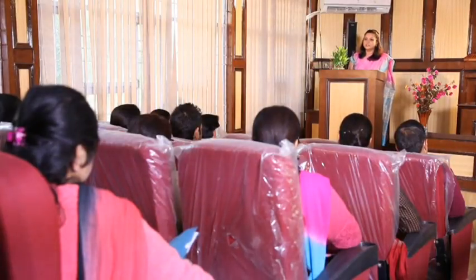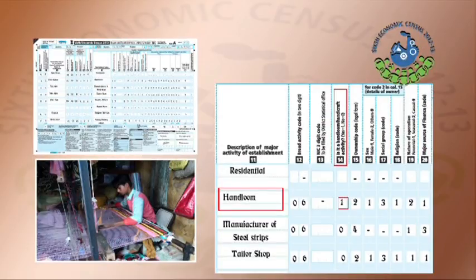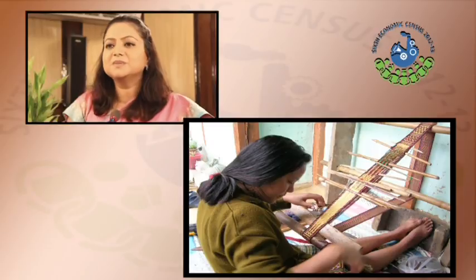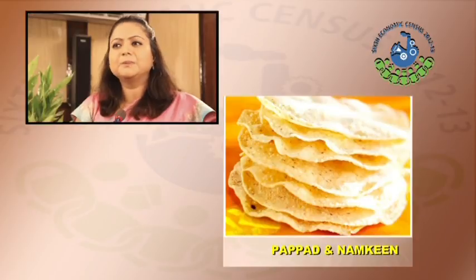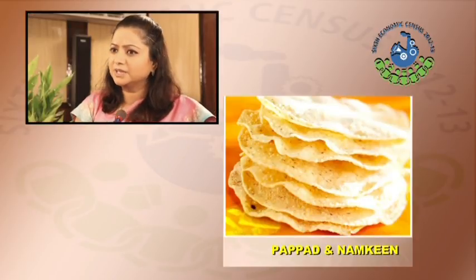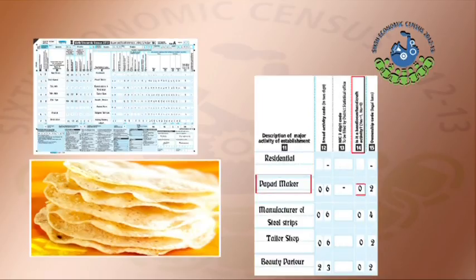Look, in the census, for the first time, information is being collected about handloom and handicraft activity. In Schedule 6A, column number 14, fill 1 if the establishment is based on handicraft or handloom. Meaning, wherever the role of human skills is involved in handicraft or handloom, those establishments would be included. Always remember this: paper, matchstick, pickle, incense stick, and equipment used for manufacture of firecrackers would not be included in this. Meaning, such establishments must be entered with code 0.